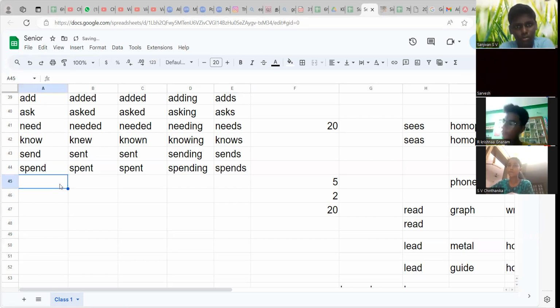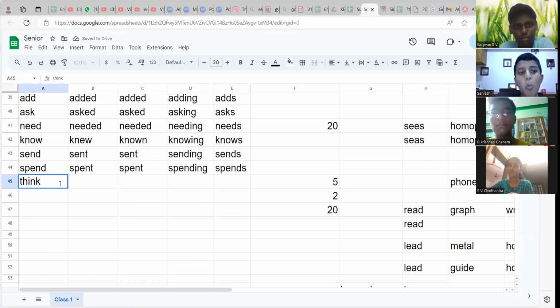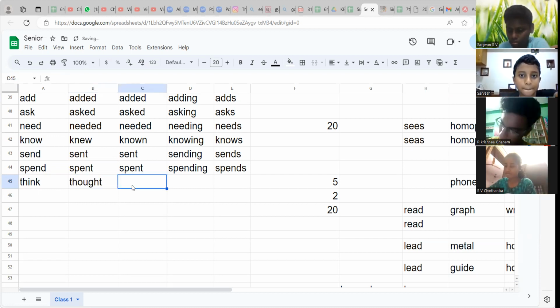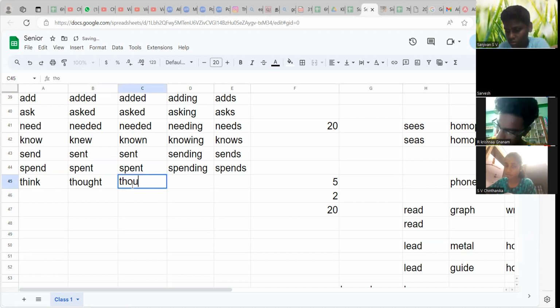Always think about the 5 forms. Big one. Think. Chintanika, you can do it. Think becomes what? Sir, thought. Beautiful. Can you spell it for me? T-H-O-U-G-H-T. Good job. Because this is how you want to really do it. Look at it.